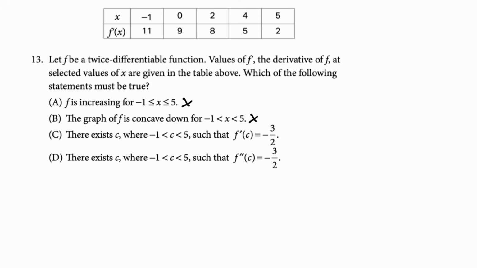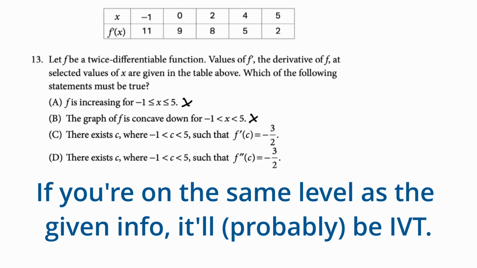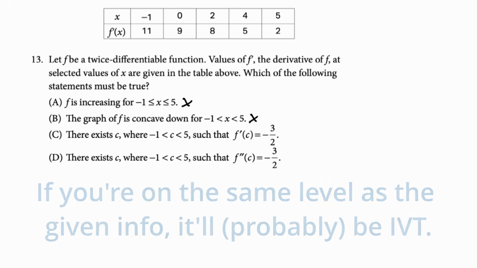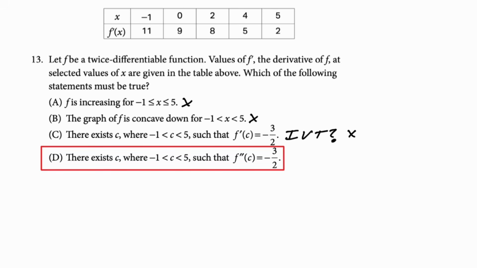There exists a c, where c is between -1 and 5, such that f prime of c equals -3/2. This would have to be an intermediate value theorem because we have a table about f prime, but the table doesn't support the conclusion. Doesn't mean that it can't happen, right? Because we don't know what's happening at every value, just these selected ones, but there's not enough information, which means that the answer is definitely D. But I don't have to do the work because I've eliminated everything else.